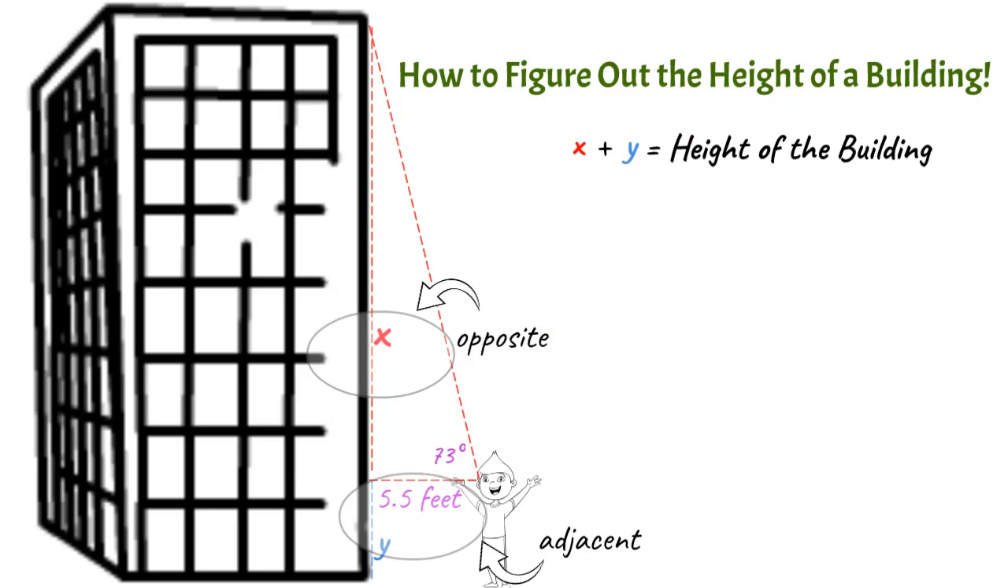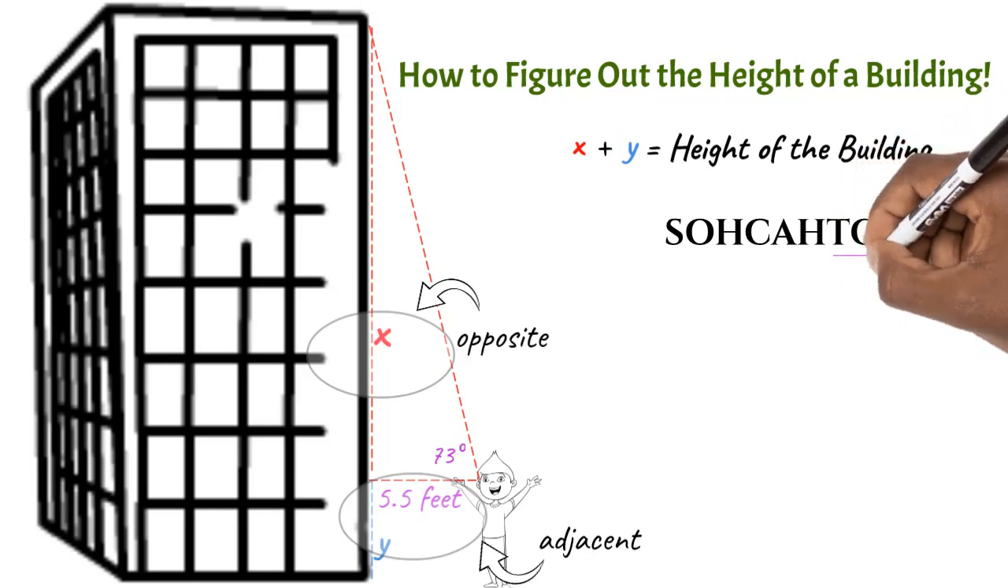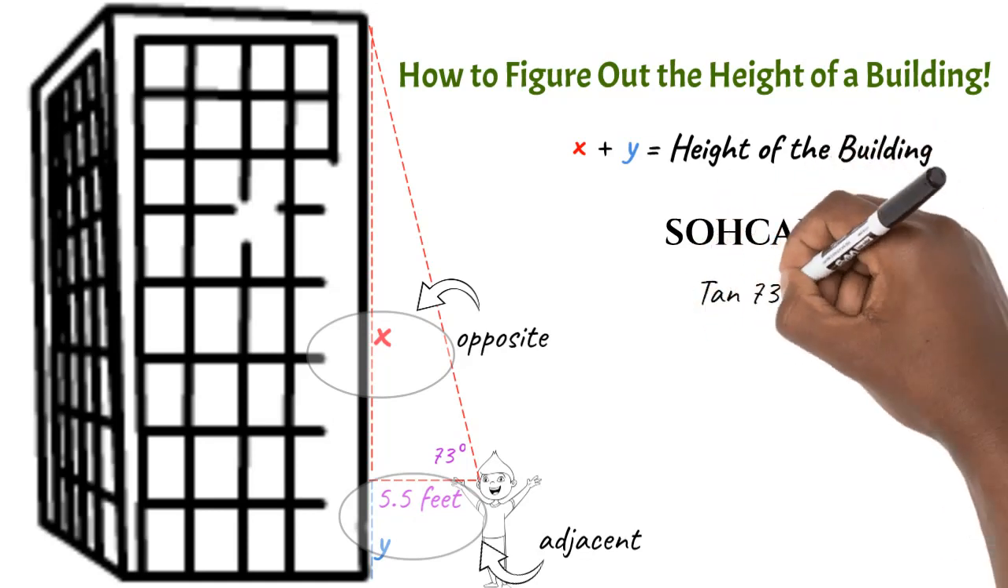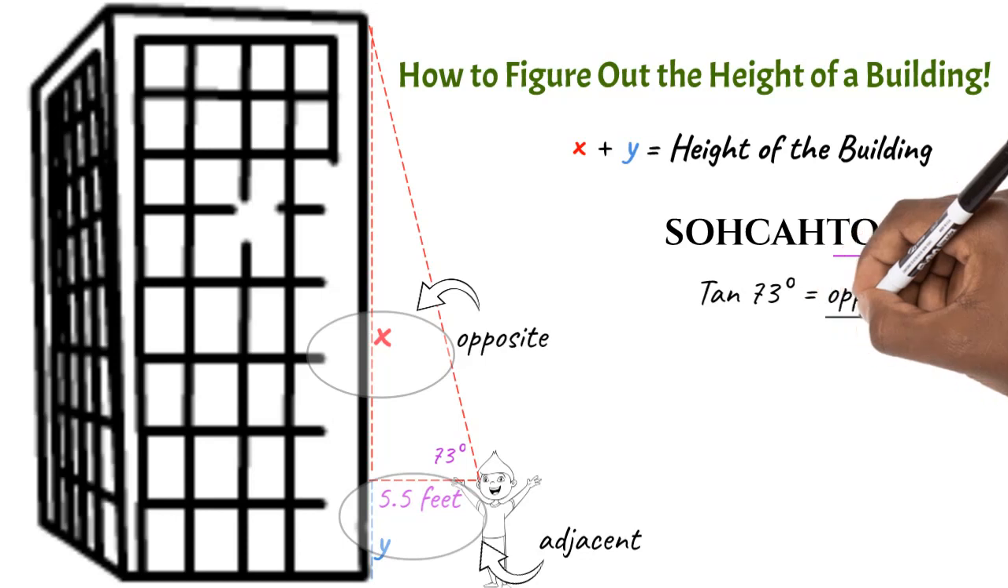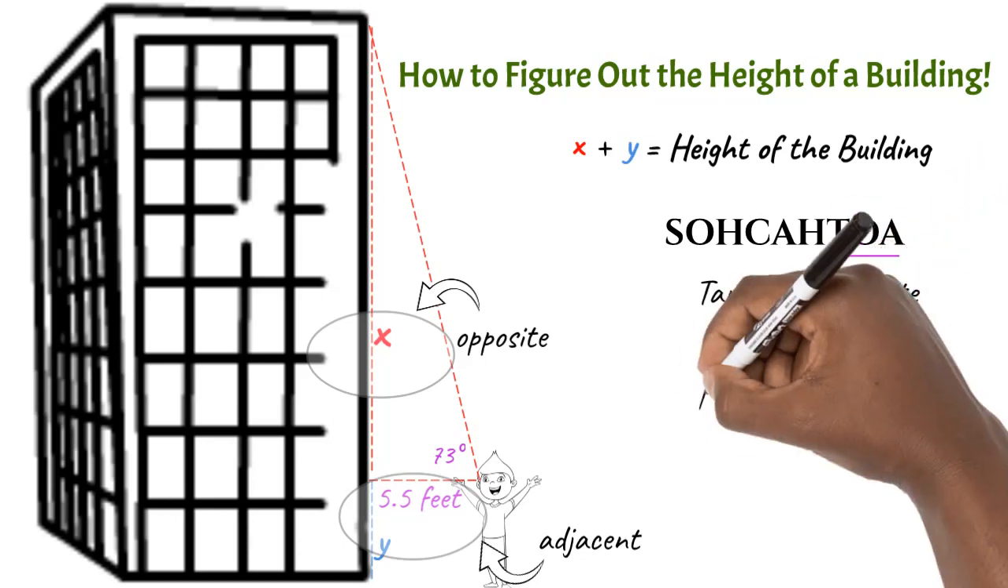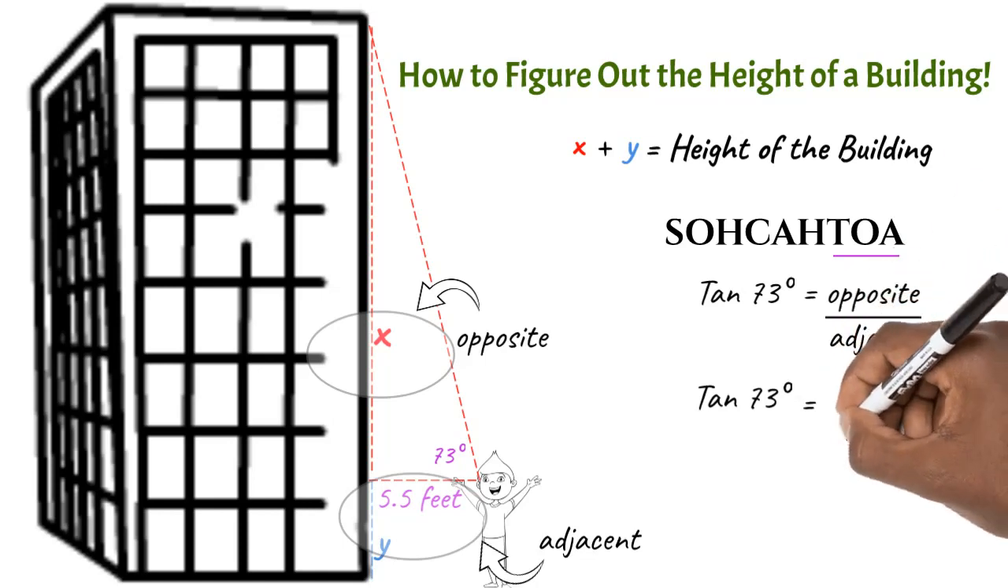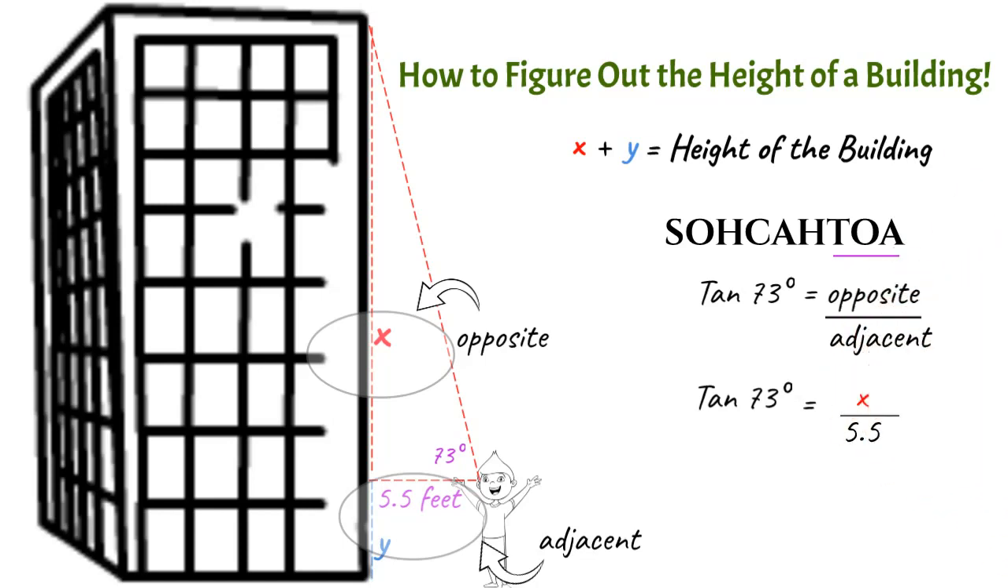Daniel uses the memory device SOHCAHTOA to recall the trigonometric ratios. Since he has the adjacent and is looking for the opposite, he needs to use the tangent ratio. Tan of the angle 73 is equal to the opposite over the adjacent. Tan 73 is equal to x over 5.5.